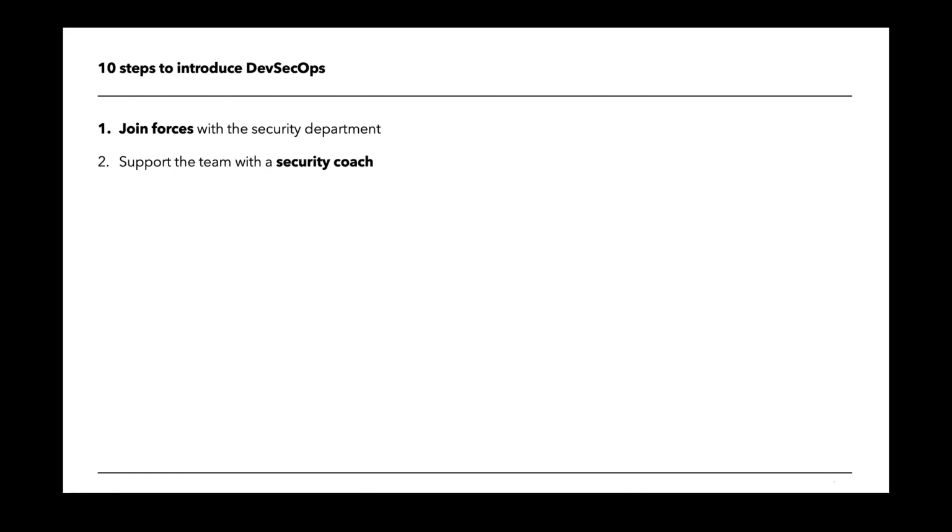Number 2, support the team with a security coach. Bring a security coach to your team. The coach will help you over the first hurdles. Third, train the developers in secure software coding. If no defects are built in during development, they do not have to be found and corrected afterwards.